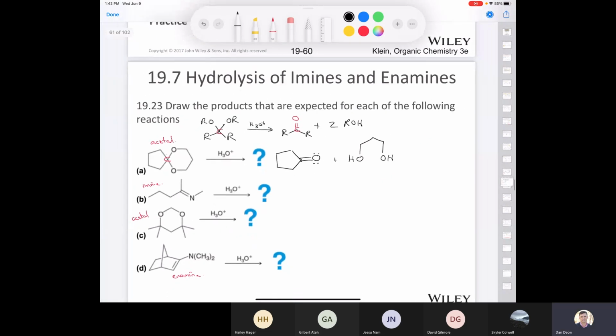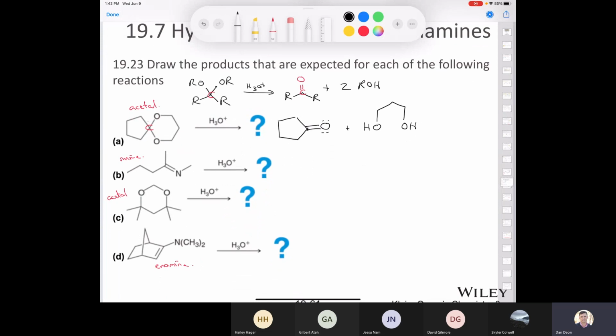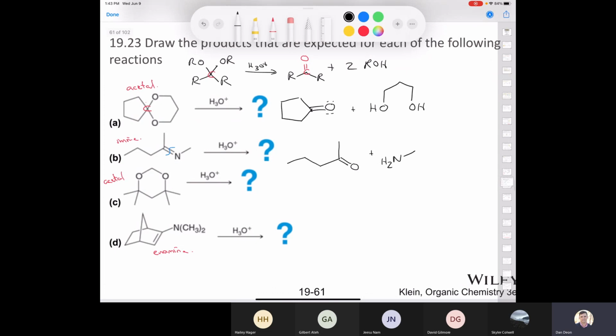All right. And these are tough questions for me to ask you over Microsoft Teams. With the imine, what do we do? We break the bond between the carbon and the nitrogen, and we put an oxygen there on the side that has the two R groups. So let's draw that R group. It's going to look like this, and now we've got a double bond to oxygen like this. What else do we have? We're going to produce our amine. Since it's an imine and we have an R group on here, we're going to have a primary amine, which is going to be methylamine. So CH3NH2.